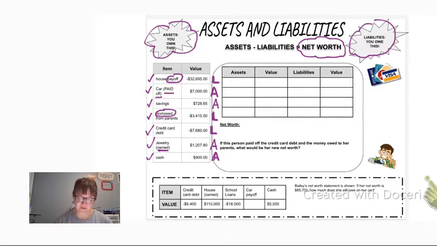So what you do after you list out your assets and your liabilities is you total those up. So for our assets, we have a car that was paid off and it's valued at $7,000.